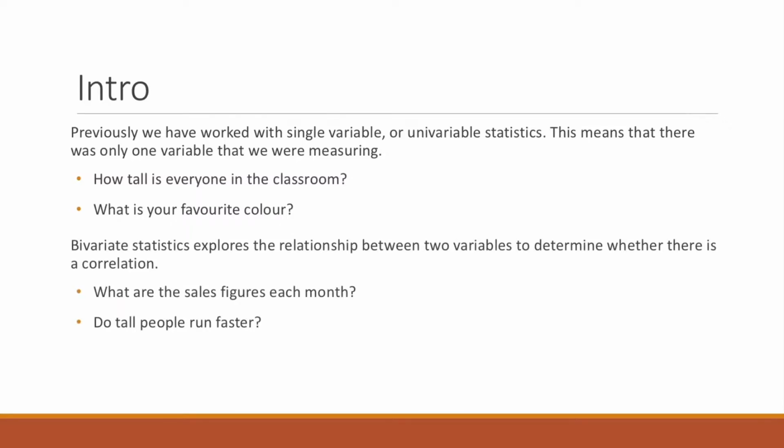Now, there's going to be two variables. So let's say, what are the sales figures for each month? So we got one variable, which is the sales figures, probably in dollars, and the other, which is time, months of the year. Or we could be asking, do tall people run faster? So there's two variables. One, we got to measure the height. Second, we got to measure speed or the time they take to run a certain distance. So guys, univariable, bivariable, it's like a unicycle has one wheel, bicycle has two wheels.